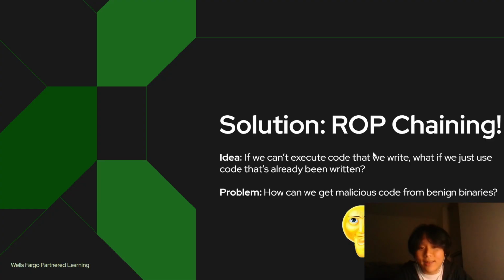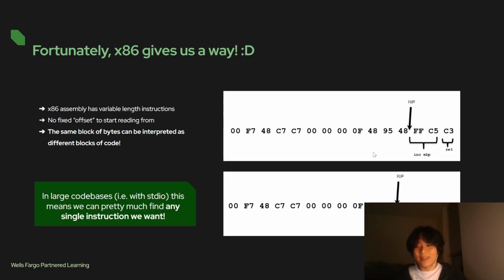And the idea behind this attack is if we're not allowed to execute the code that we're writing, what if we just use code that's already been written into the program, right? If there's this distinction between data and code, how about we just use the information that's already been defined as code? But that brings up another problem. How are we going to find this malicious code that we're trying to execute from just the benign binaries that we've been provided with? Well, fortunately, x86 actually gives us a very convenient mechanism through which we can enable this attack.